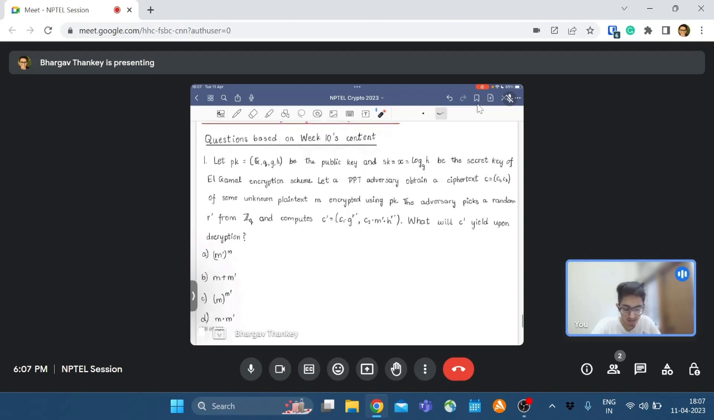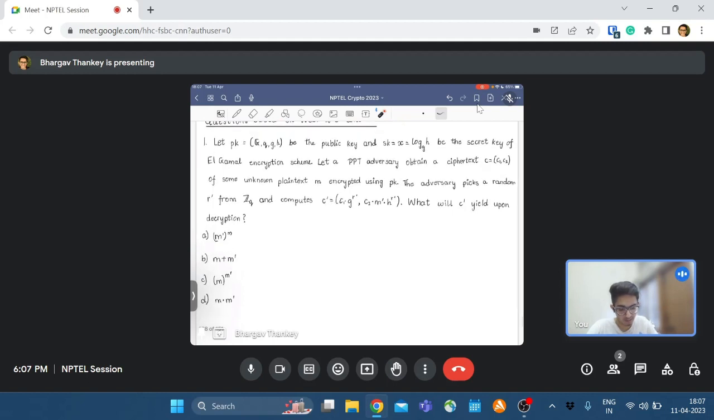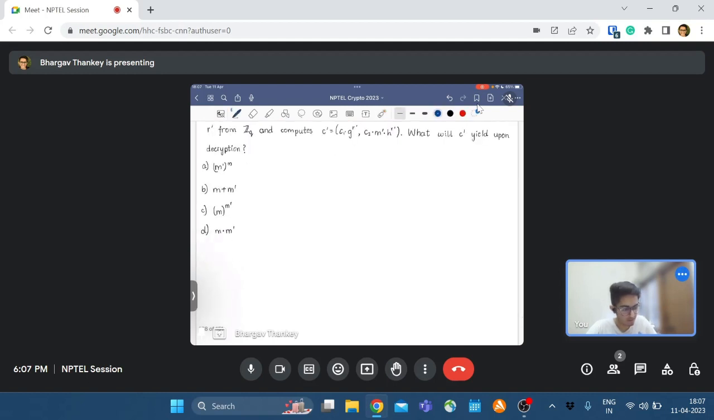The options are: option A, M' to the M. Option B is M plus M'. Option C is M to the M'. And option D is M times M'. So let us see what C' on decryption would yield.